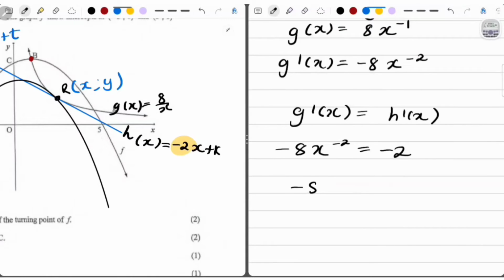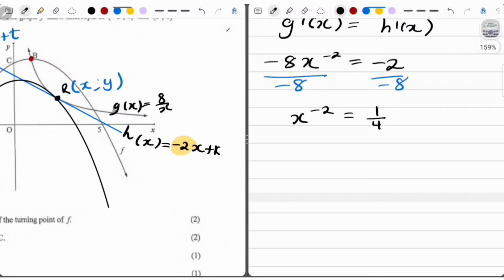So I'm going to say -8, and I don't like that this is negative, so let me get rid of this negative first. So I can get rid of the -8 to leave x alone. Divide both sides by -8, and so I have x raised to the power of -2 is equal to, what is -2 divided by -8? That is 2 over 8, 1 over 4.